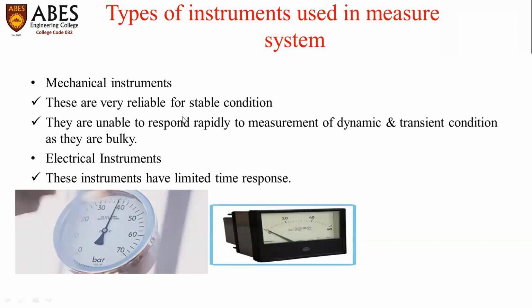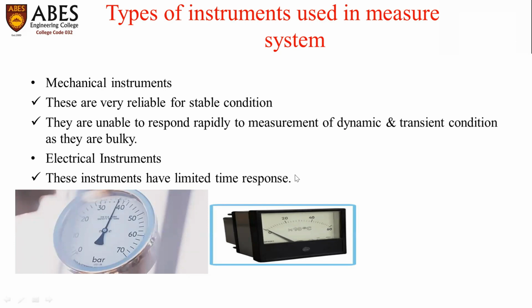Then the next type of instrument is mechanical instruments. They are also very reliable for stable conditions, but at times they are unable to respond rapidly during dynamic and transient conditions because they are bulky. And electrical instruments also have a limited time response.